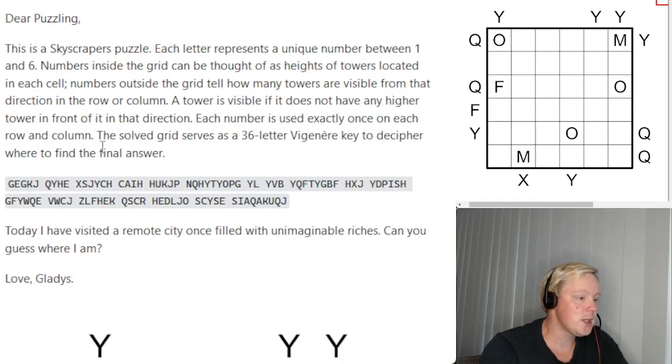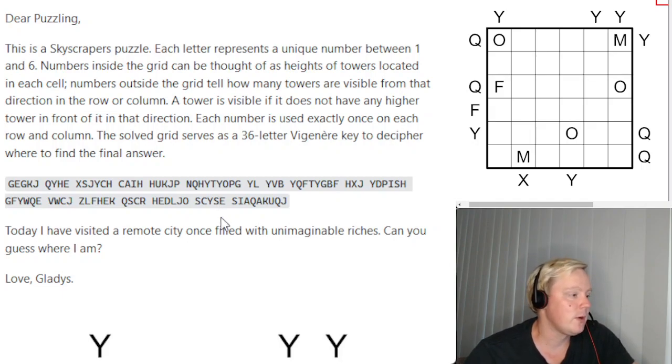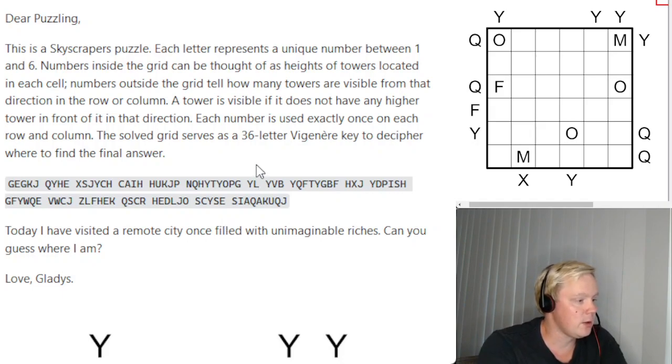Dear Puzzling, this is a Skyscrapers puzzle. Each letter represents a unique number between 1 and 6. Numbers inside the grid can be thought of as heights of towers located in each cell. Numbers outside the grid tell how many towers are visible from that direction in the row or column. A tower is visible if it does not have any higher tower in front of it in that direction. Each number is used exactly once on each row or column. The solved grid serves as a 36-letter Vigenère key to decipher where to find the final answer.